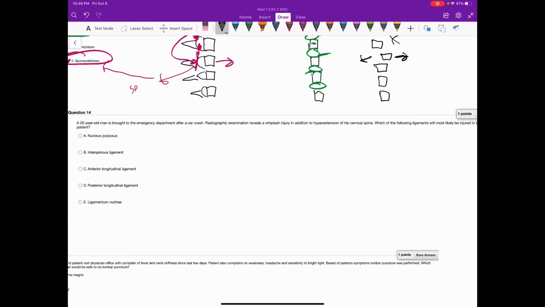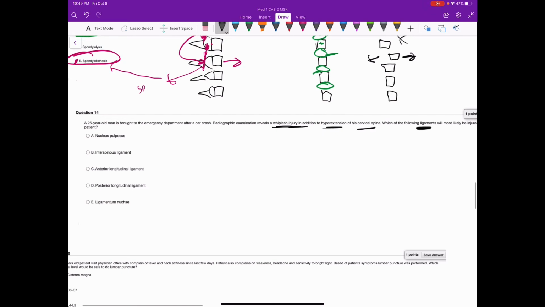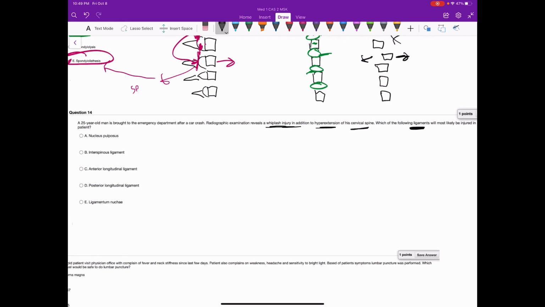Radiographic examination reveals a whiplash injury. Hyperextension of the cervical spine. What ligament is going to be damaged? How are we going to talk about this?